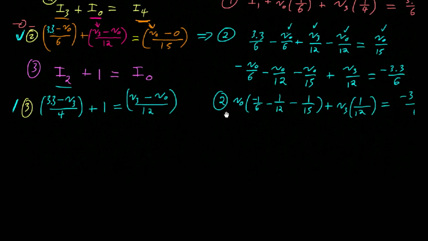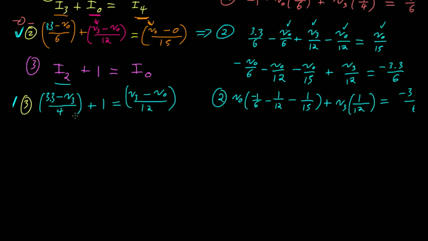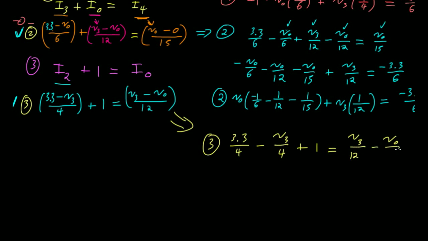So now I'm going to pretty much do this for the last time, with my third equation. Now for the third equation, I'm going to come down here, third equation. The first step is to split up all the fractions. So I get 3.3 over 4 minus v3 divided by 4 plus 1 is equal to v3 divided by 12 minus v0 divided by 12.